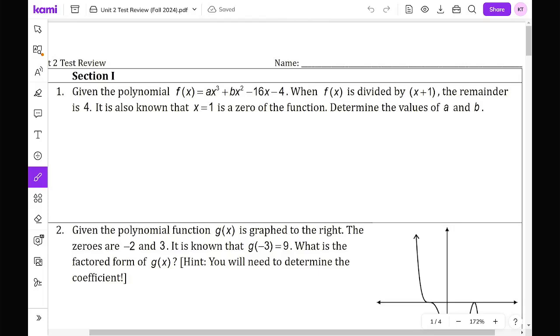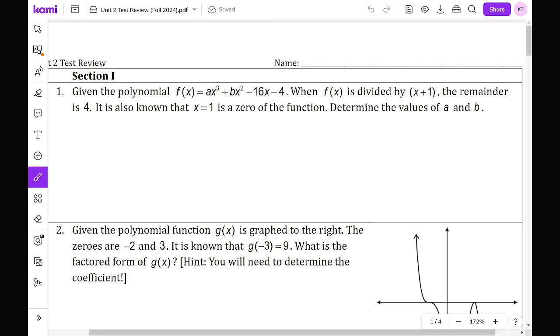All right, so when we're given a polynomial, this one f of x is equal to ax cubed plus bx squared minus 16x minus 4. When f of x is divided by x plus 1, the remainder is 4. And it's also known that x equals 1 is a 0 of the function. It wants us to figure out what the values are of a and b.